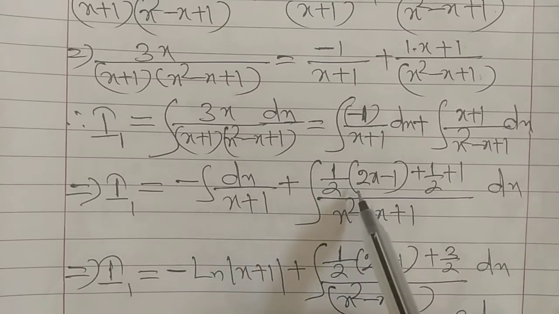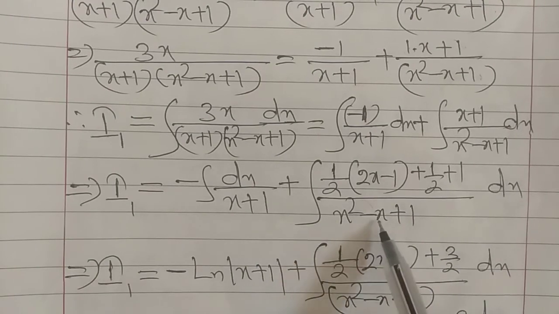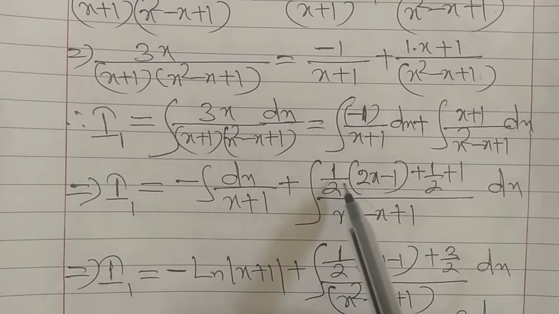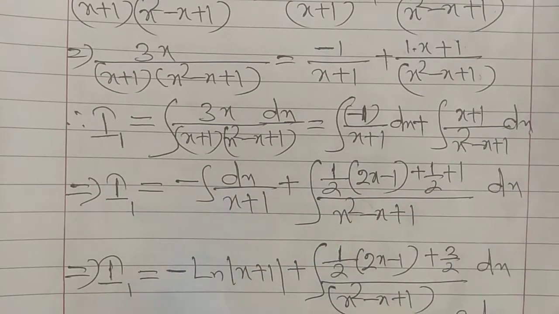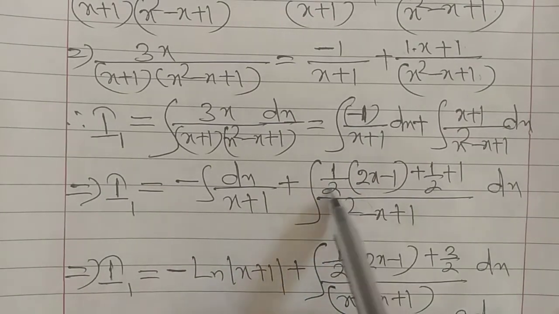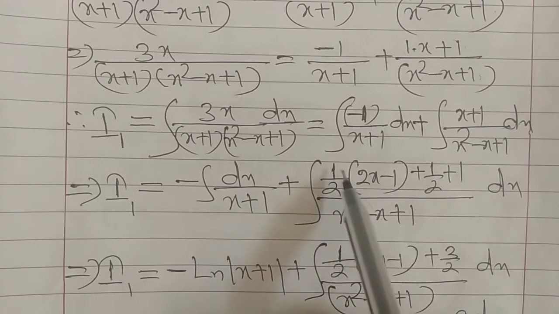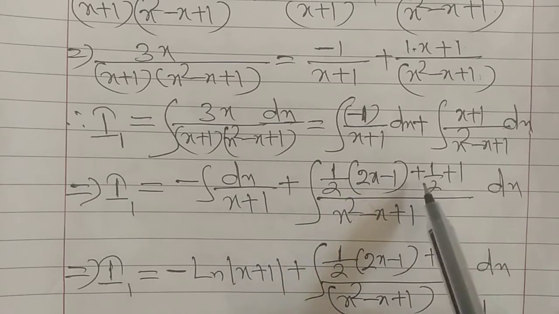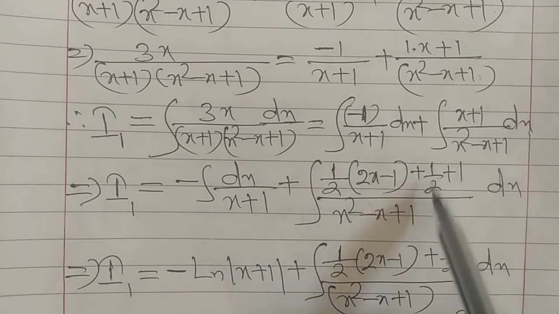and plus integration of 1 by 2 into 2x minus 1 plus 1 by 2 plus 1 by x square minus x plus 1 into dx. Here 1 by 2 into 2x minus 1 plus 1 by 2 is equal to x, that is 1 by 2 into 2x, that is x, and 1 by 2 into minus 1, that is minus 1 by 2, and plus 1 by 2. Here minus 1 by 2 and plus 1 by 2, that is 0. So 1 by 2 into 2x minus 1 plus 1 by 2, that is x. So x plus 1 is equal to 1 by 2 into 2x minus 1 plus 1 by 2 plus 1.